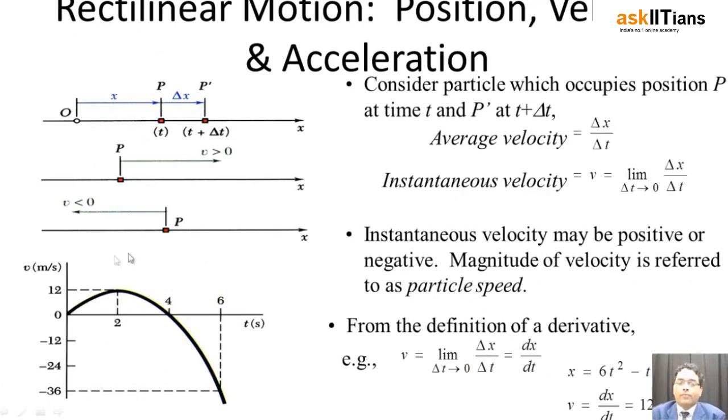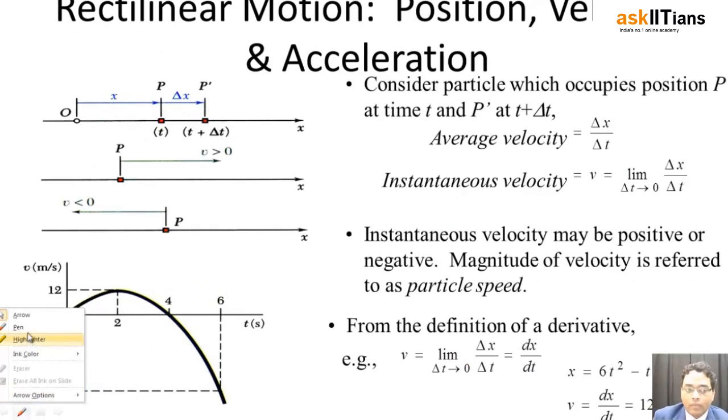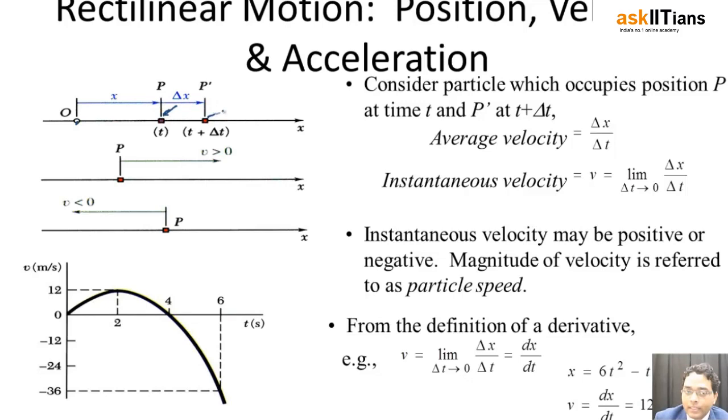Now, if we go further and try to define the different kinds of things, what will we have? Consider a particle starting from this particular point O, and at any instant of time it is occupying this position P. After some instant of time, if we increase it, it occupies a new position P prime. Therefore, how will you find out the average velocity?